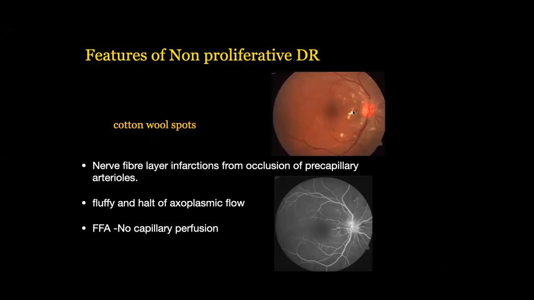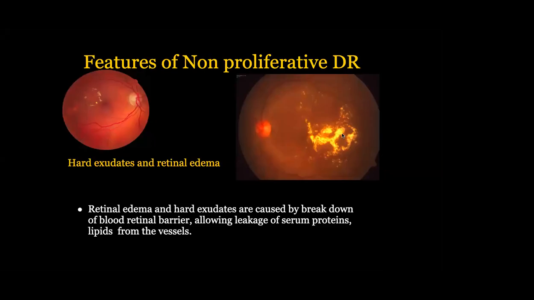Then cotton wool spot. Cotton wool spot is seen in a lot of conditions other than diabetic retinopathy, and it is sometimes confused with hard exudates. Cotton wool spots are white in color and fluffier like that. But hard exudate is yellow in color and its margins are a bit more well defined.